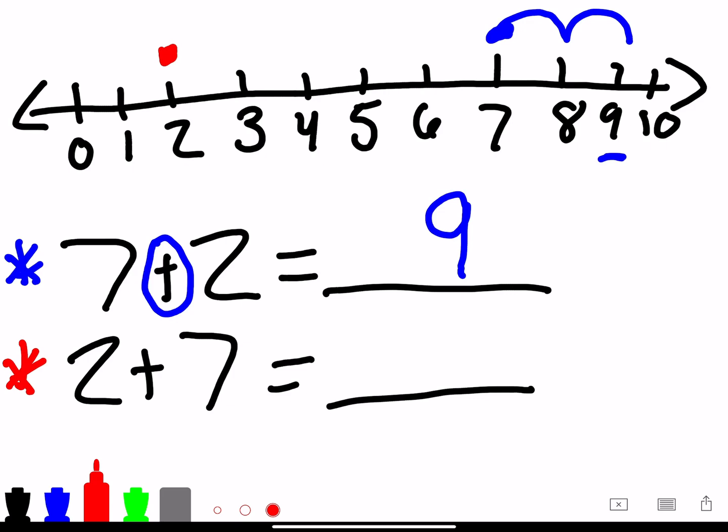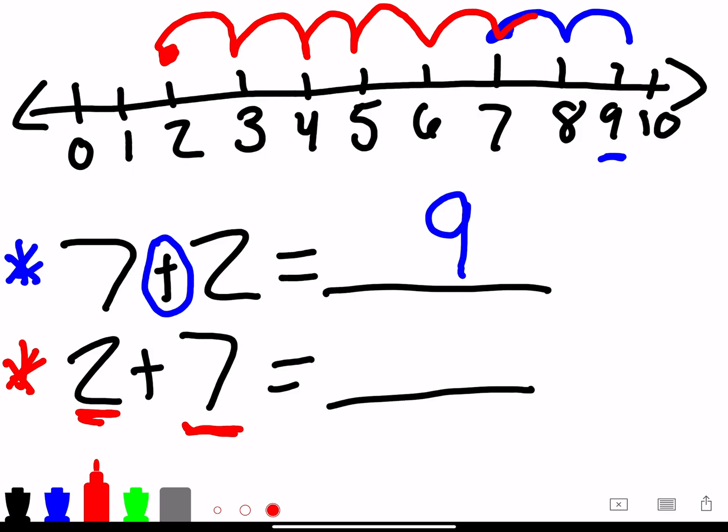So we put our dot at 2 because of this. And then how many more do we have to move away from 0? 7. We have to move 7 times. So let's count. 1, 2, 3, 4, 5, 6, 7. And we both landed on 9. Now, either way, if you want to do it this way or that way, using addition problems, you're going to get the same answer.